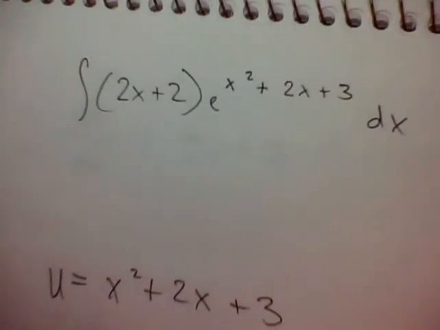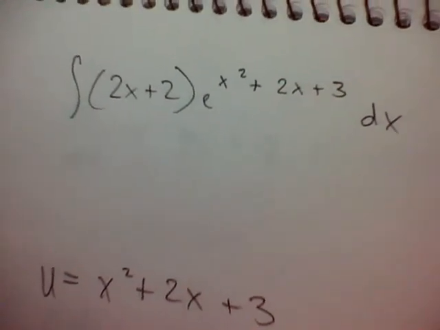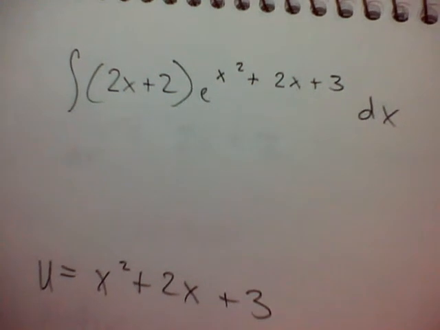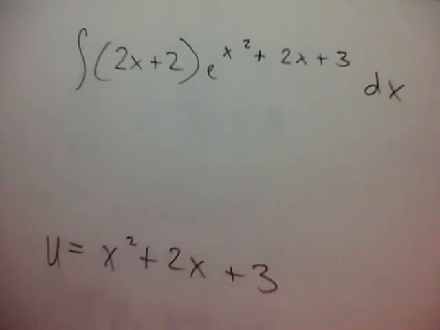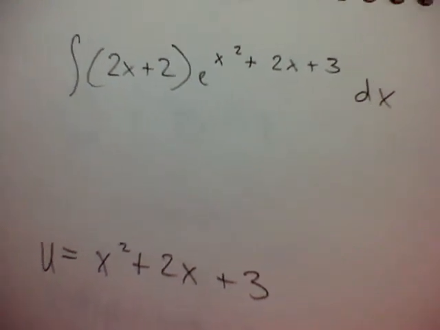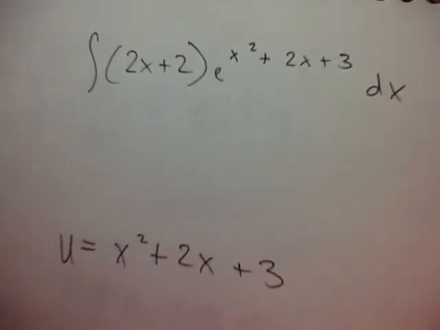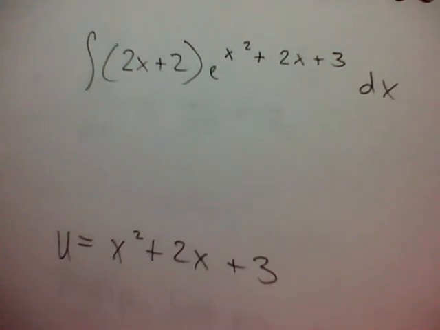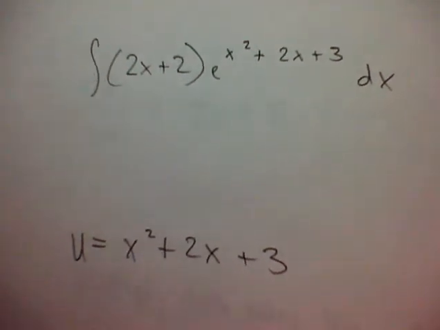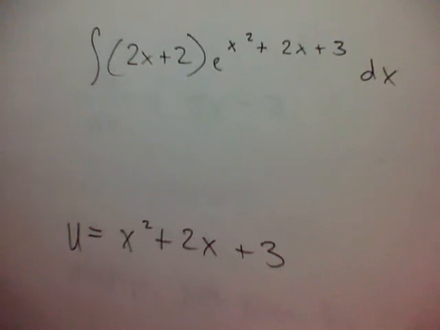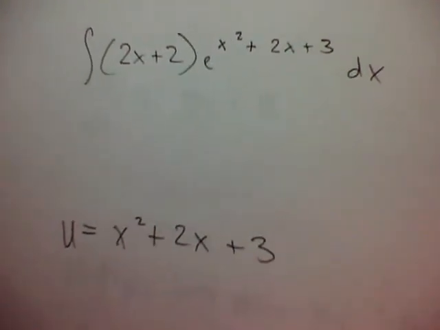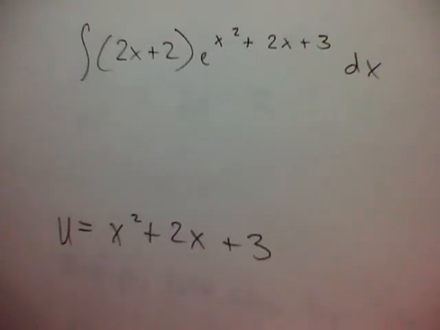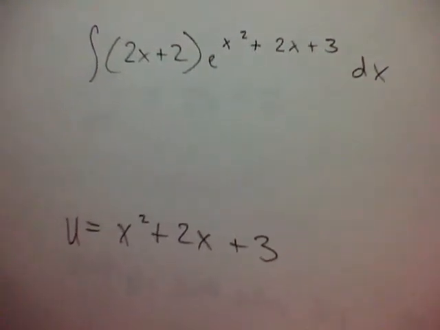You have 2x plus 2, e to the x squared plus 2x plus 3, dx. Now basically, when we look at that, it's hard to calculate with all that. Well, you could probably calculate it without the u-Substitution, but it makes it much simpler. You find all possibilities of u, and in this case, we see that one possibility is the x squared plus 2x plus 3.